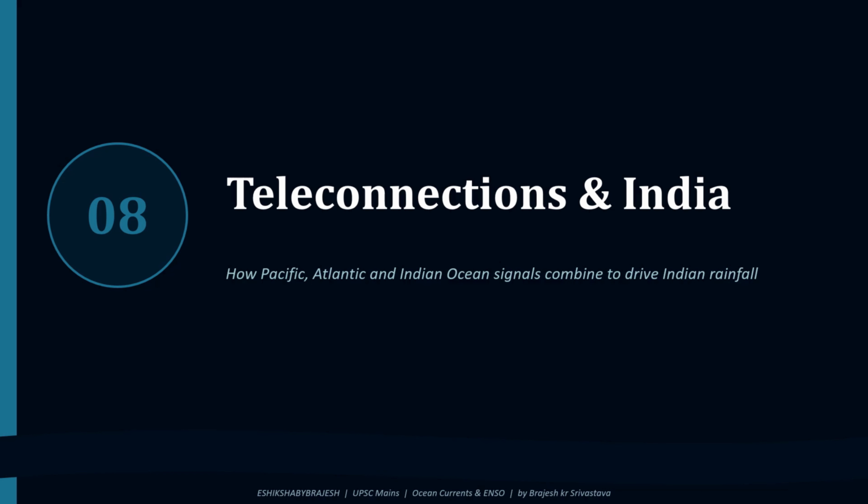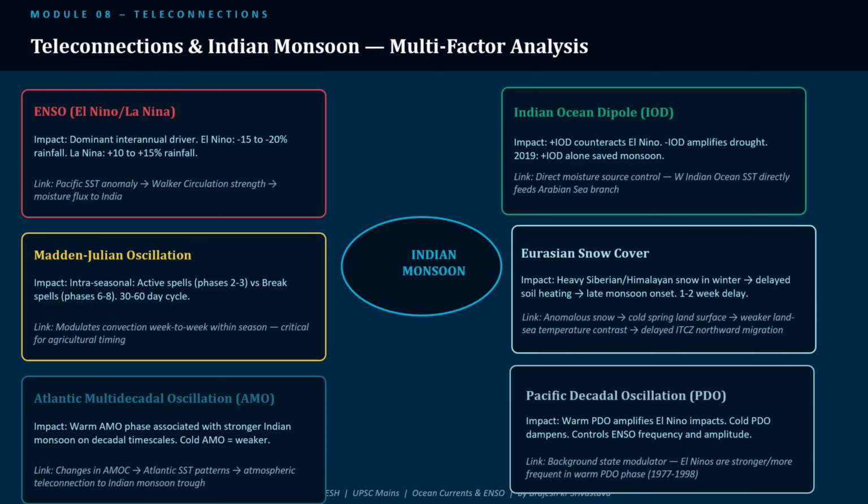want to see. A teleconnection is a climate linkage between geographically distant regions, where a change in one part of the world has a predictable effect on weather thousands of kilometers away. The Indian monsoon is the world's best example of a climate system driven by teleconnections. Look at the 6 factors on screen. Let me explain each one and its specific link to India's monsoon.